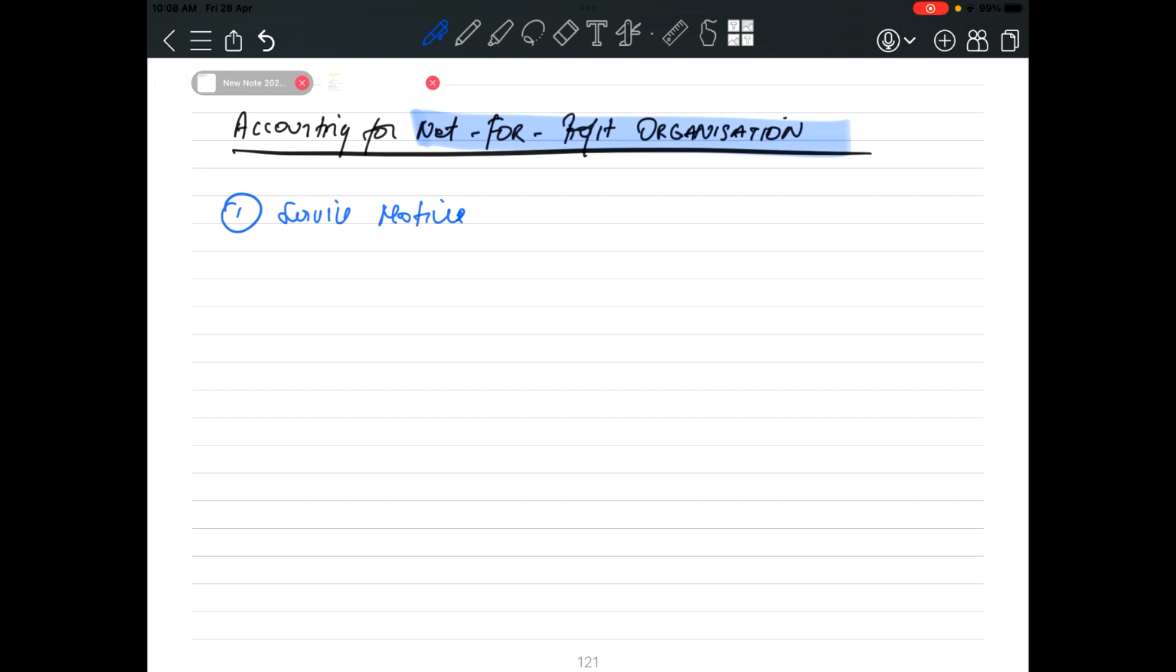Now when you prepare accounts for partnership firms and solved questions in class 11, you prepared the trading account and profit and loss account. What was the main motive of preparing the profit and loss account? To find out the net profit. In this unit we will not be preparing a trading account or a profit and loss account. A balance sheet will be prepared, but we will not prepare the trading account and profit and loss account. I've told you the main motive of a not-for-profit organization is service motive.